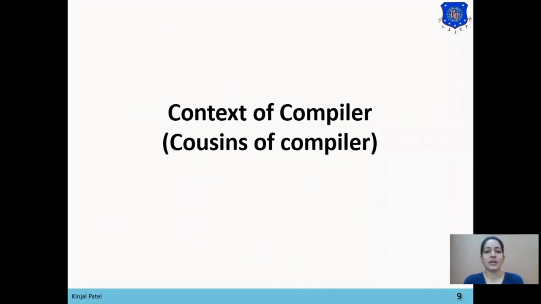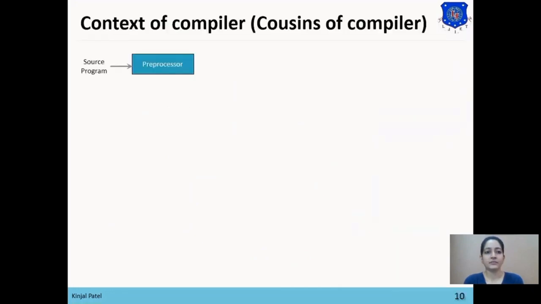So first, context of compiler. Context of compiler is also called as the cousins of compiler because along with the compiler, there are multiple software used to help compiler to convert source program into target program. For example, preprocessor, linker, loader and assembler. So these all are also called as the cousins of compiler. So before entering into compiler, our source program is passed into preprocessor.